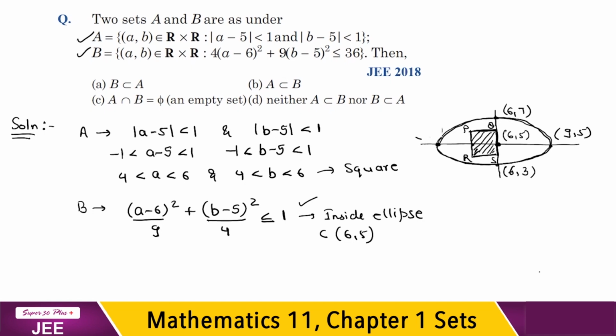So we can simply see that the square is lying completely inside the ellipse, and hence we can say that set A is a subset of set B, and that too a proper subset of set B because it is not equal to set B, and corresponding to it we have choice B, which is the correct one. So this question was asked in the JEE Mains examination in the year 2018, and I hope everybody must have understood.